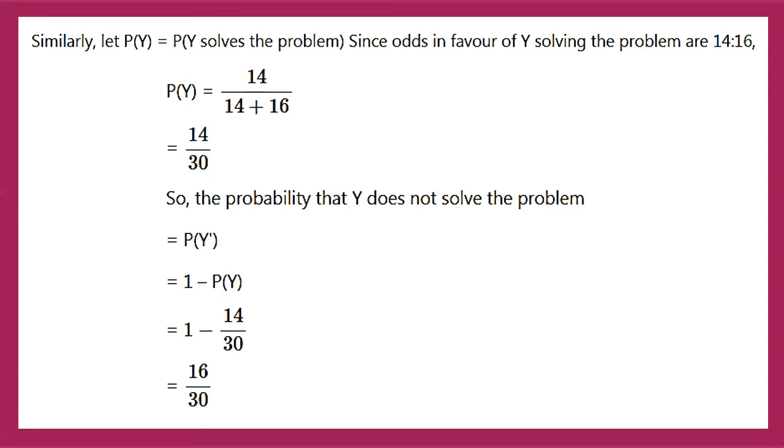Now let P of y mean the probability of y solving the problem. Here since odds in favor of y is given, that is the ratio 14:16, or a is to b form, then we can write P of y as a/a plus b, that is 14/14 plus 16, that is 14/30. And the probability that y does not solve the problem is 16/30. Or since we have already found P of y, we can use P of y dash is equal to 1 minus P of y, that is 1 minus 14/30, which is nothing but 16/30.